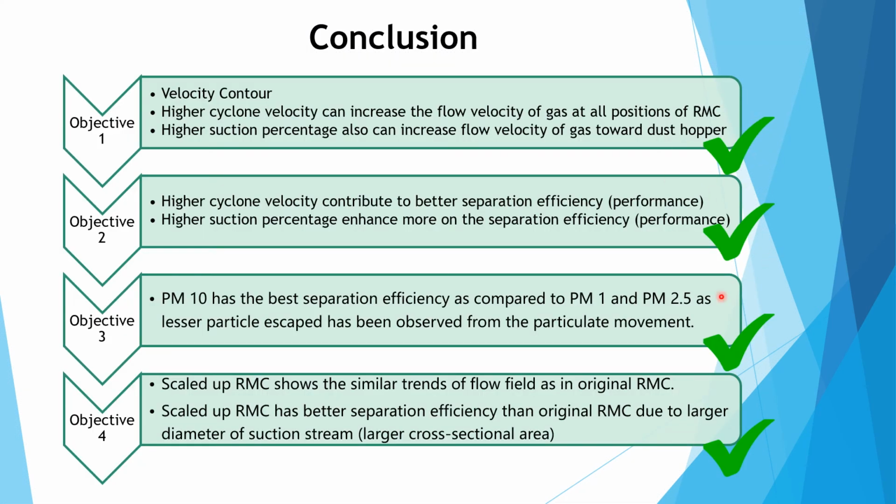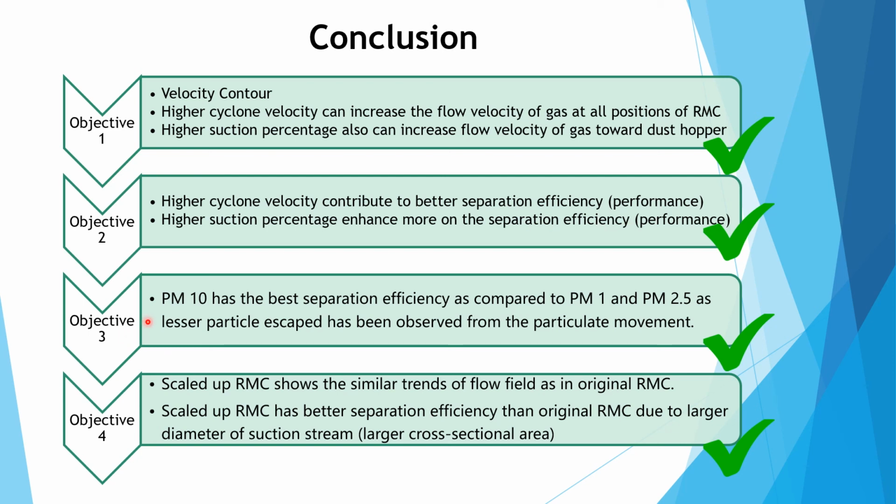In conclusion, all the objectives are said to be achieved. For objective 1, it can be concluded that through the visualization of this contour, higher cyclone velocity can increase the flow velocity of gas at all positions in RMC, and higher suction percentage also can increase the flow velocity of gas toward dust hopper. For objective 2, it can be concluded that higher cyclone velocity contributes to better separation efficiency, and higher suction percentage enhances more on the separation efficiency.